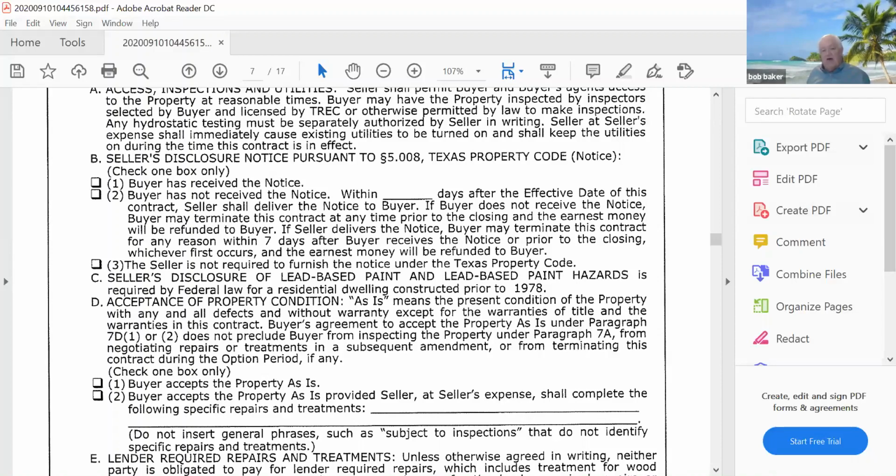Now, having said that, one of the things we also need to keep in mind, this does not create an obligation of the seller.